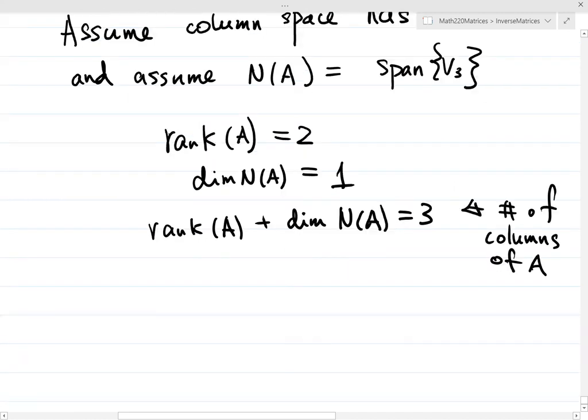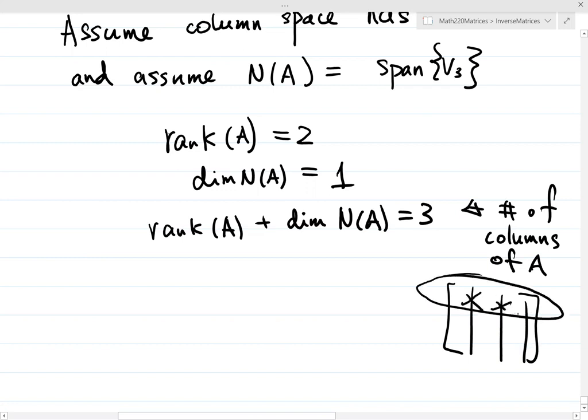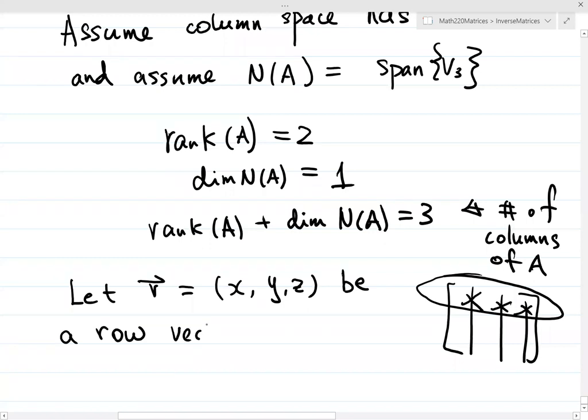Okay, so because the matrix A has 3 columns, if you write A, it has 3 columns: column 1, column 2, column 3. Now, for a row vector, you see there are 3 components. So let's write R to be, let's say, x, y, z. It has 3 components, being a row vector of A.